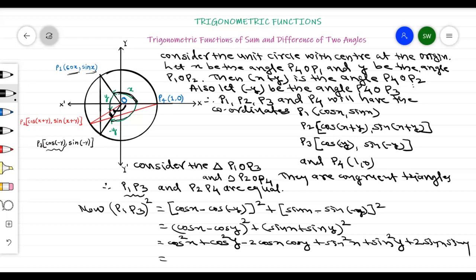So it is equal to 2 minus 2. Sin square x plus cos square x is 1, sin square y plus cos square y is 1, so 1 plus 1 is 2. Then taking 2 as common, minus 2 into bracket cos x cos y, minus sin x into sin y, since that was plus 2 and I have taken minus as common. Let this be number 1.